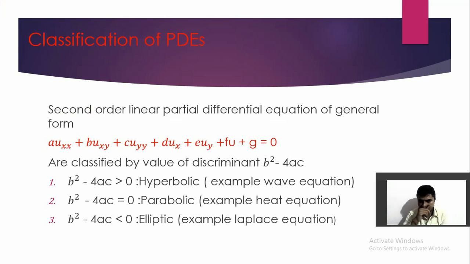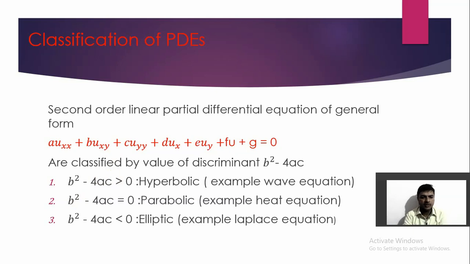In this classification, students, very important, in all the derivations you come across this equation, the second order linear differential equation of general form. So this is the general form I have given. These are classified by values of the discriminant b square minus 4ac. Please remember, in the GATE exam or in competitive exams, this question will definitely appear for 1 mark, and in your quiz also you are going to get this type of question.